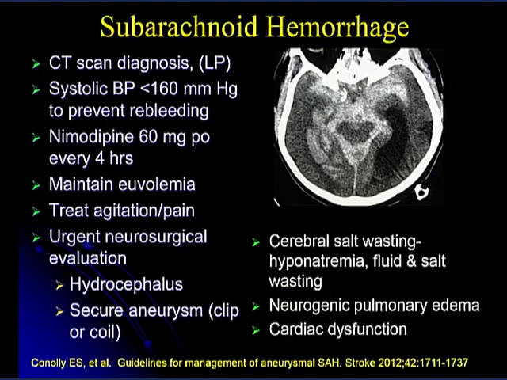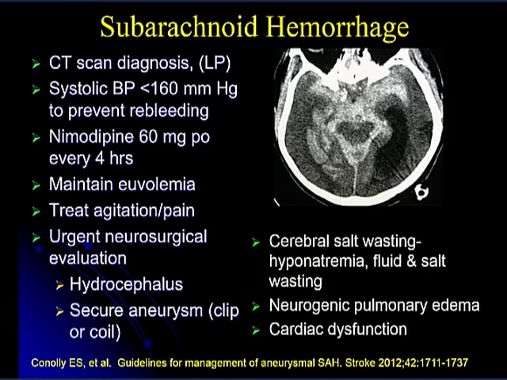Now, I'm just going to spend a couple minutes with subarachnoid hemorrhage. Patients should have their CT scan, and blood pressure control is less than 160. We use nimodipine 60 milligrams every 4 hours, and this is supposedly to decrease vasospasm. Some of the literature is questionable, but this is definitely in the guidelines. Maintain euvolemia, treat agitation and pain, because that's going to maybe have them rupture their aneurysm again, so that's an important thing to do.